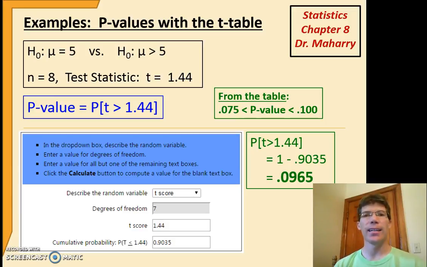And notice it's in that range that I found from the table, but I've now found it exactly to 4 decimal places. So oftentimes when you're working your homework, it's good to open this StatTrek website in a separate window, and you can calculate these p-values when you're doing t-tests.